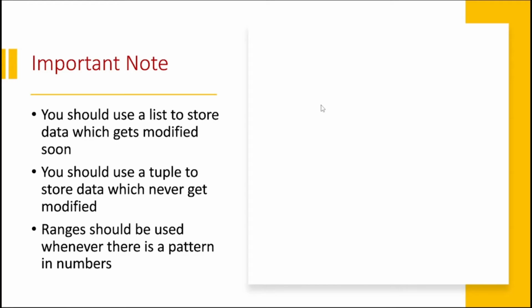Now let me tell you an important note. You should use a list to store data which gets modified soon, as you can change it. But if you are using data which does not modify, you have to use a tuple, because you do not need to modify it. Then also you have to use ranges whenever there's a pattern in numbers, so you need not use a list or tuple to make your task easy.